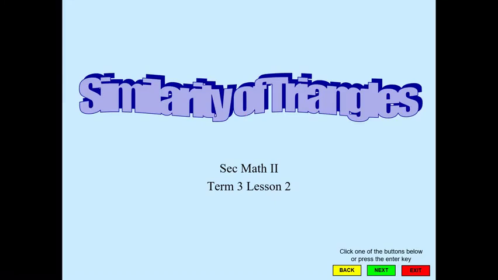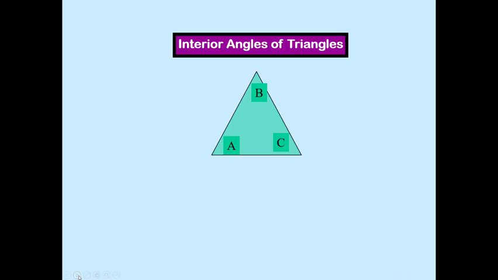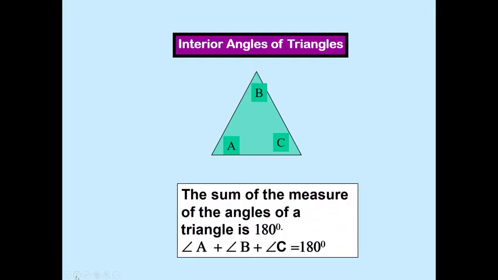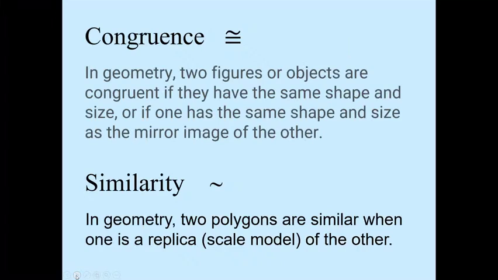Okay, this lesson is on similarity of triangles, term 3, lesson 2. All right, here we have a triangle that has 3 angles in it, A, B, and C. And let's remember the theorem that all 3 angles add up to be 180. Okay, we have these 2 vocabulary words, congruence and similarity.